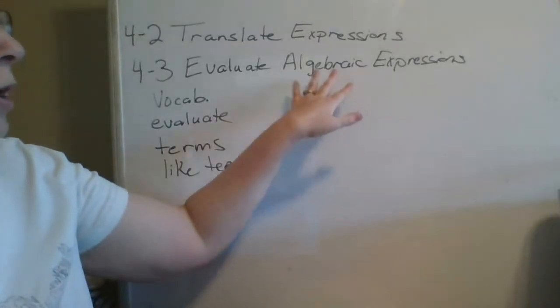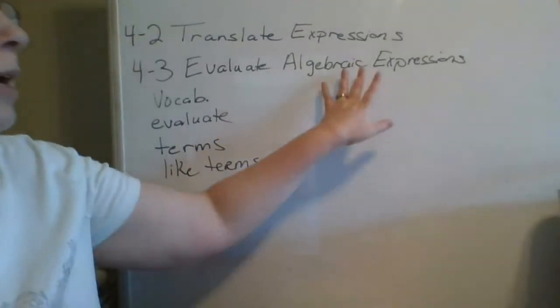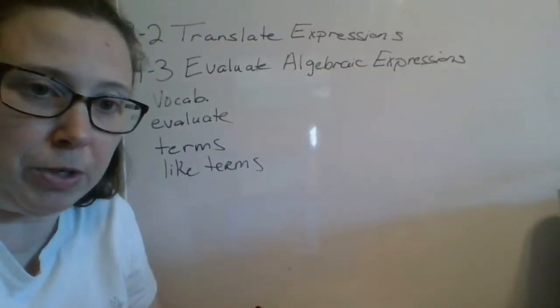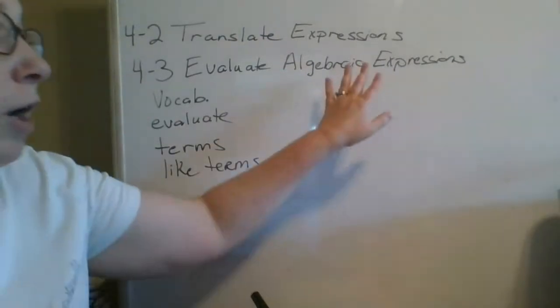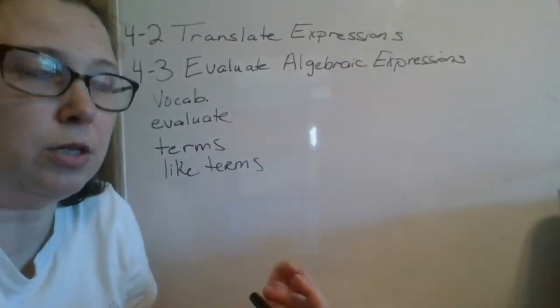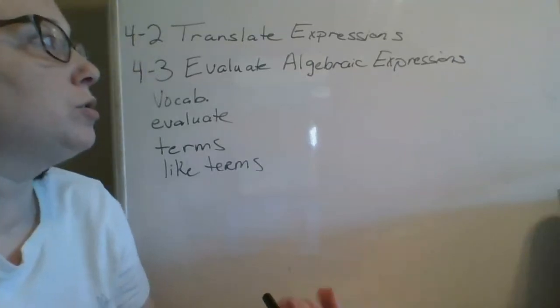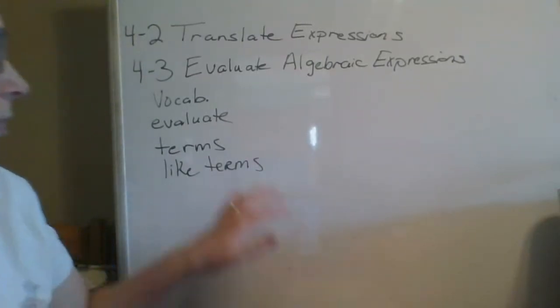When we throw the word algebraic in front, that means now we have variables. So an algebraic expression can contain the same things a numeric expression has, which are the numbers and operations. When we talk about algebraic expressions, though, they have numbers, operations, and variables. So we're going to be working with both numeric and algebraic.